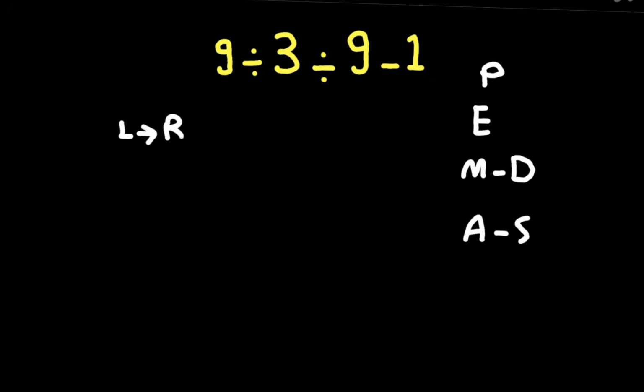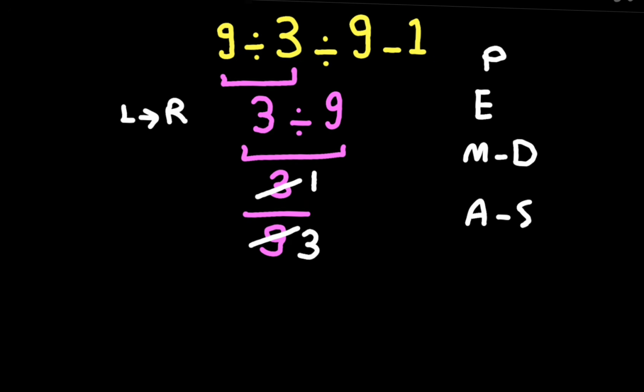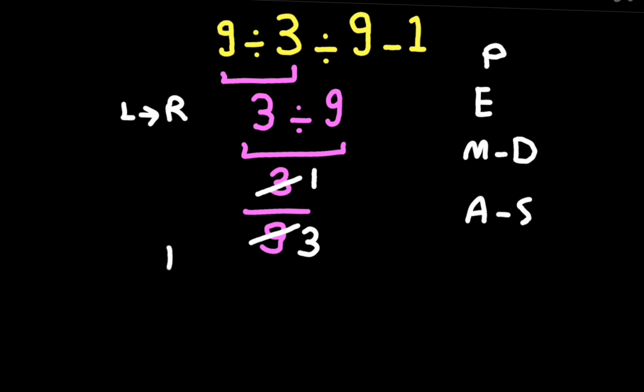So 9 divided by 3 gives us 3. Now 3 divided by 9 gives us 3 over 9. Now we can simplify this expression. 3 divided by 3 gives us 1, and 9 divided by 3 gives us 3. So we have 1 over 3 minus 1.